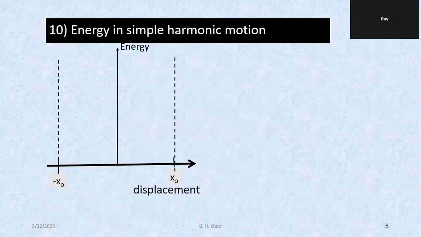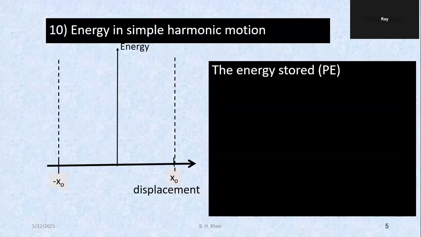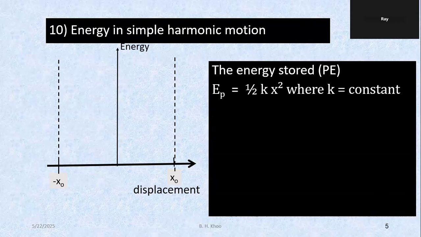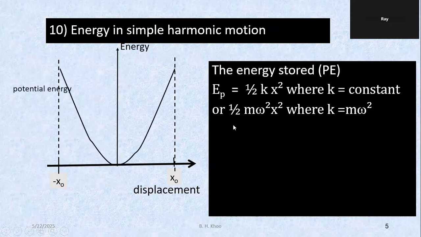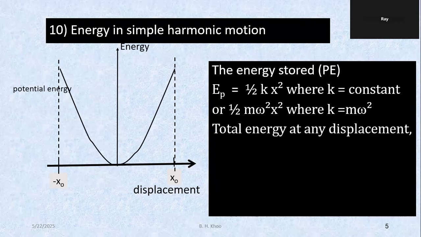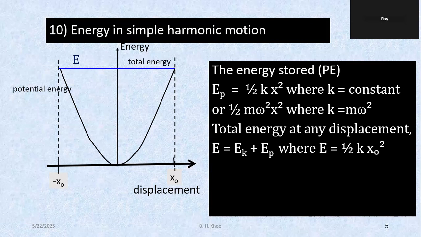How does the graph look like? Energy stored. Just remember your spring, half k x squared, or half m omega square x square. These two are constant, so it's a parabola. Potential energy is a parabola. And total energy at any displacement is just a horizontal line. Total energy E equals EK plus EP, where E equals half k x naught squared.